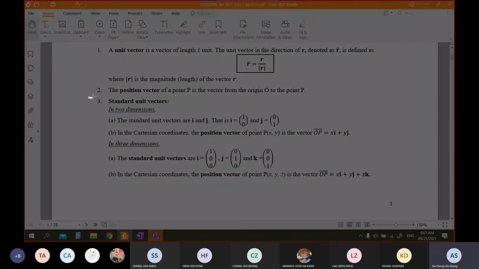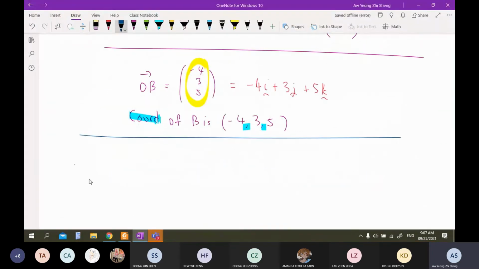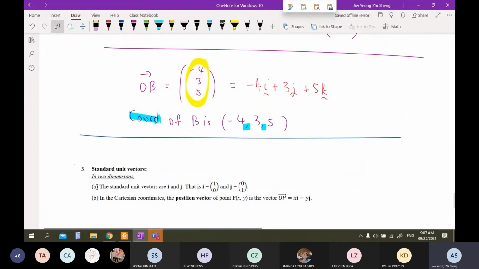Okay, on standard unit vectors. In 2 dimensions, which you all are familiar with, the standard unit vectors are i and j. i means a movement of 1 unit in the positive x direction. j will be movement of 1 unit in the positive y direction.